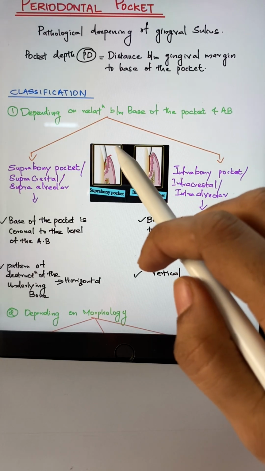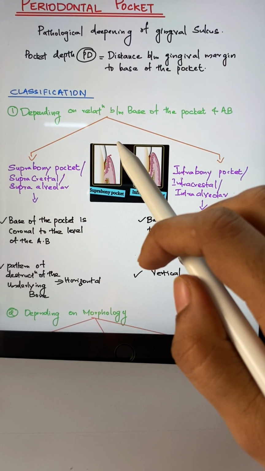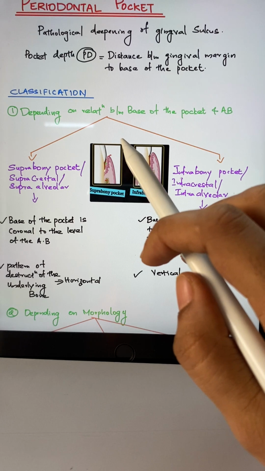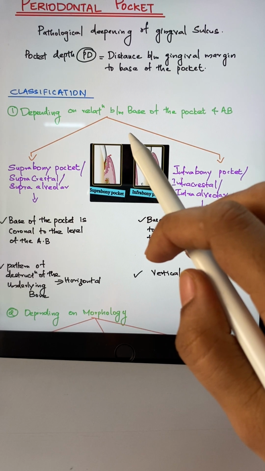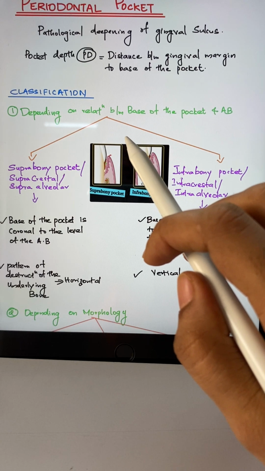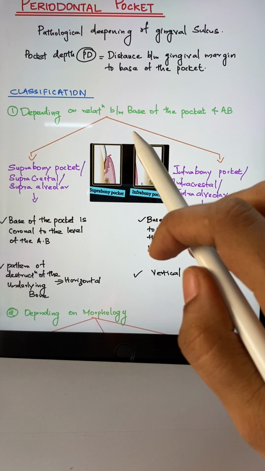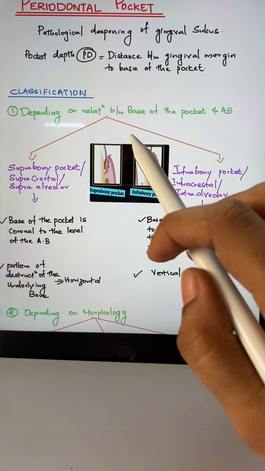Hi everyone, today we will discuss the periodontal pocket. Periodontal pocket, as you all know, is just the pathological deepening of the gingival sulcus. Usually the gingival sulcus would be intact, but in the case of a pocket, it gets deepened more.